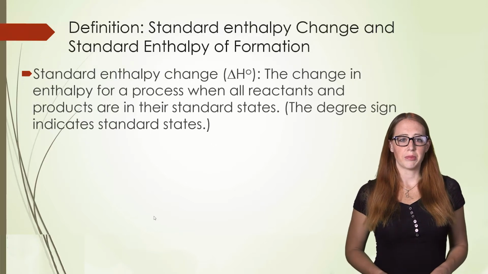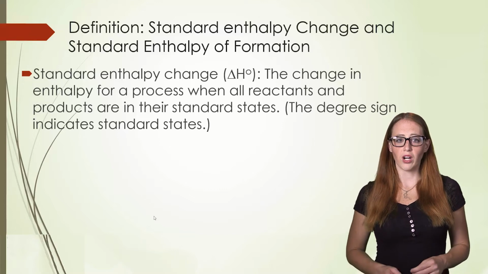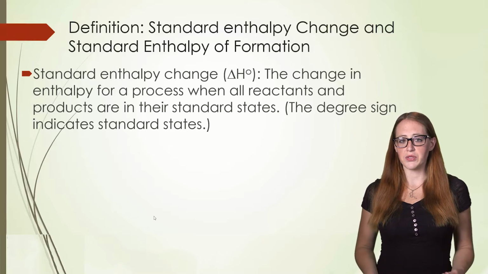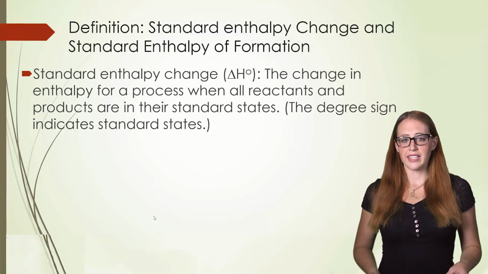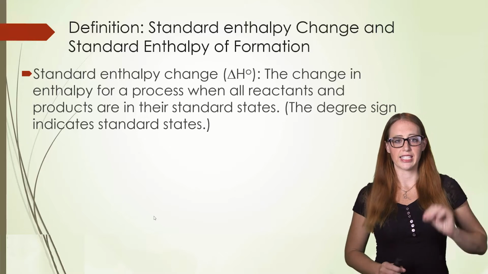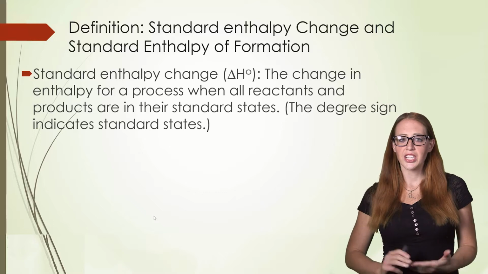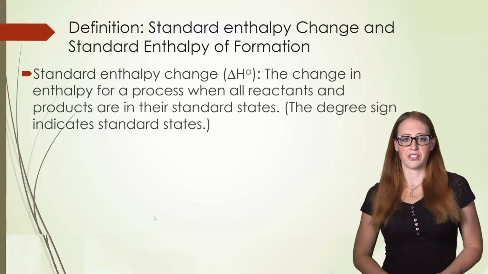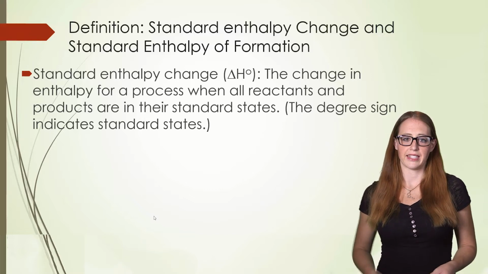The standard enthalpy change is going to be the change of enthalpy for a process when all of the reactants and products are in their standard states. Now these are values that you can look up on tables. You may notice that on a lot of these values, you're going to see a little degree sign up in the upper right. You'll see this for delta H. When we get there, you'll see it for delta S. And when we get there, you'll see it for delta G. This little degree symbol is just defining your standard state.